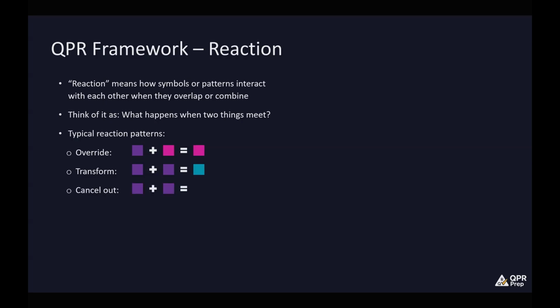The third common reaction pattern to be aware of is the cancel out pattern. Just like in the transform pattern, two purple squares meet, but instead of becoming a blue square, they cancel each other out, and the result is blank. If you master these three reaction patterns, you're in good shape for any questions based on the reaction concept.